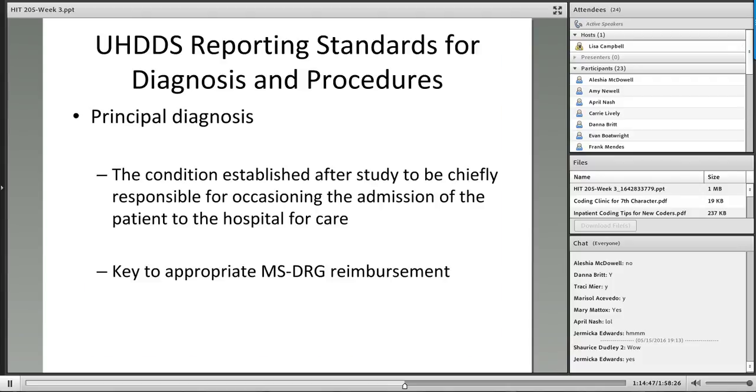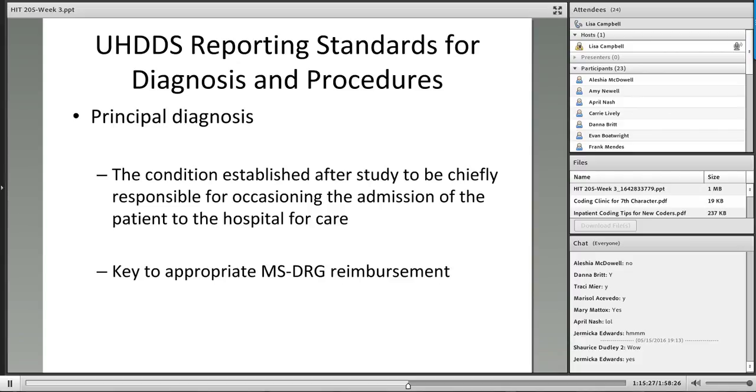First is the definition of principal diagnoses. The condition that's established after study. Now, during week 1, you were reading or were to read chapter 3 in your textbook. And chapter 3 in your textbook spoke a lot about the UHDDS, Uniform Hospital Discharge Dataset. The UHDDS is where we get our definition for the principal diagnoses.